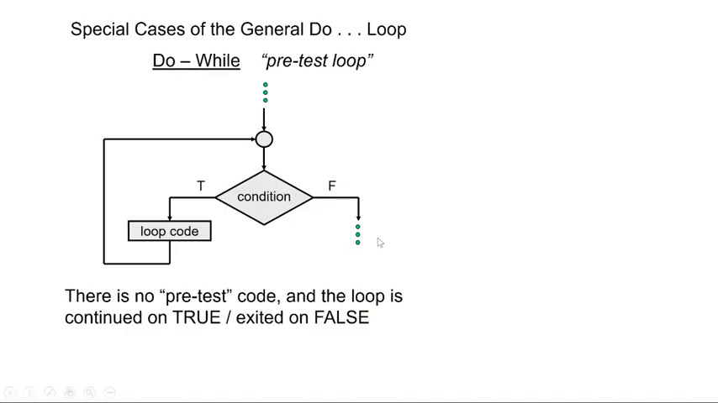Now there's two special cases of the general do loop. There's something known as a do while, which is called a pre-test loop.